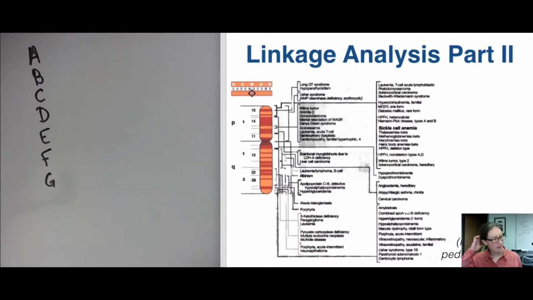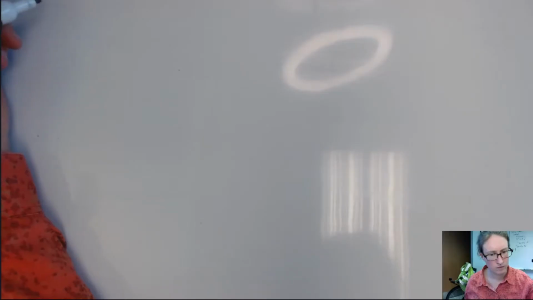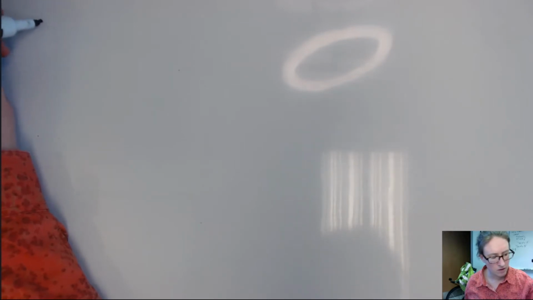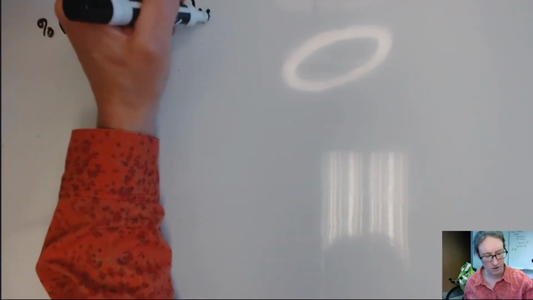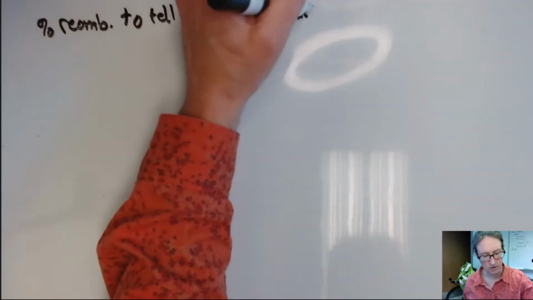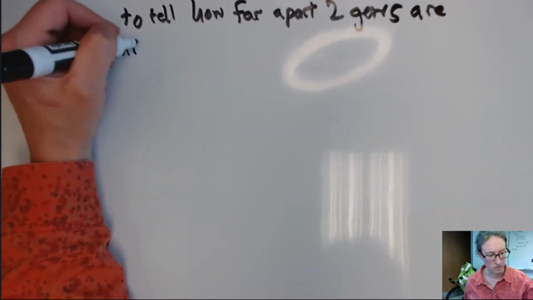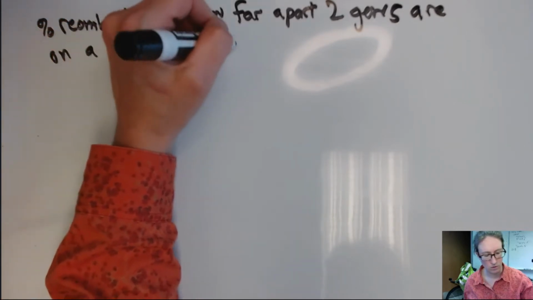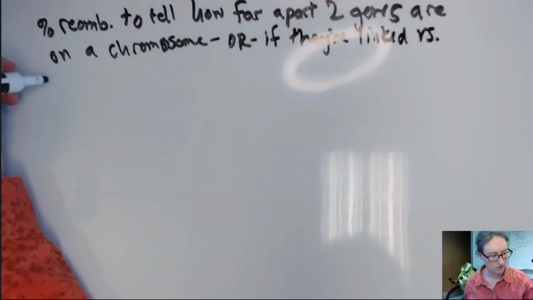It's now time to extend our thinking about linkage analysis a bit further. We're now thinking about multiple genes simultaneously, genes A through G, for example. Just to reiterate, you can use the percentage of recombinants to tell how far apart two genes are on a chromosome, or if they're linked versus unlinked.